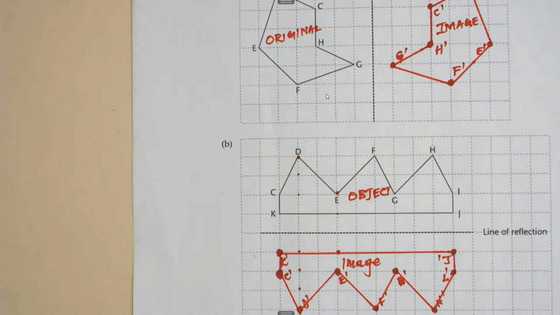In translation, we are given the number of units to move the points of the shape. Now, in reflection, we are not given that. What is given to us is a line of reflection. A line of reflection will definitely give us a direction, what to do there, guys.